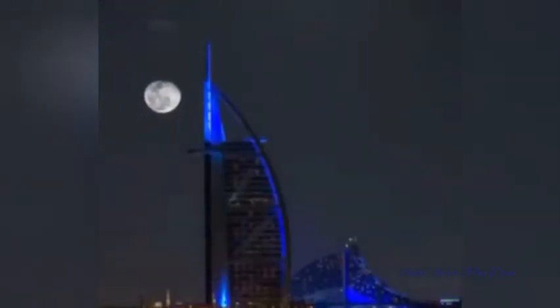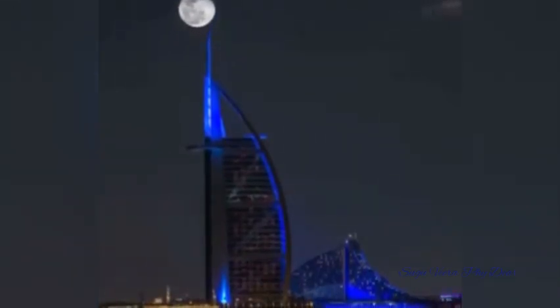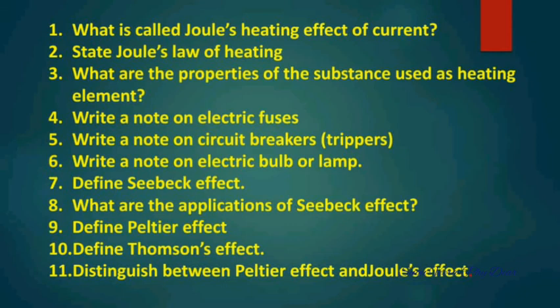Today's portion is the theory part. It is important for 3 marks and short questions for 2 marks. So read and write the given questions 2 times. What is called Joule's heating effect of current? State Joule's law of heating. What are the properties of the substance used as a heating element? Write your notes on electric fuses. Write your notes on electric breakers. Write your notes on electric bulb or lamp.